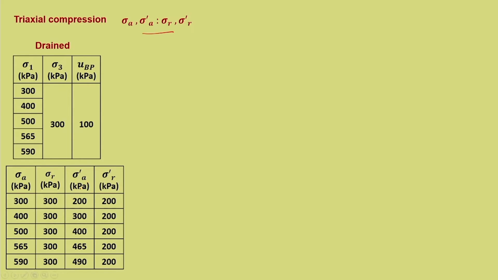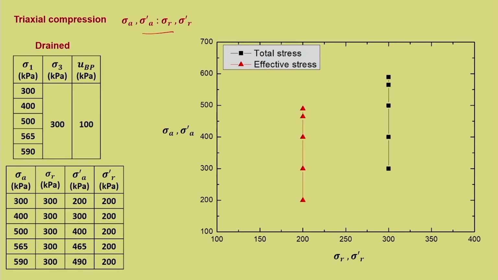So there will be total and effective stress paths, which I hope you remember. For every loading there can be a total stress path and an effective stress path. The one plotted as per total stresses gives the total stress path, and the other gives the effective stress path. So sigma A dash, sigma R dash is given. How did we get it? Because there is a back pressure of 100 kilopascal, we need to subtract it. Subtracting 100 gives sigma A dash, and sigma R minus 100, that is 200, gives sigma R dash.